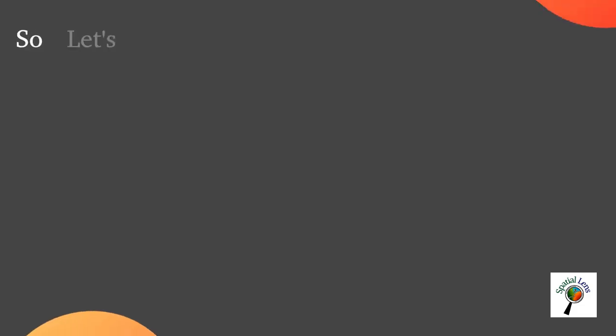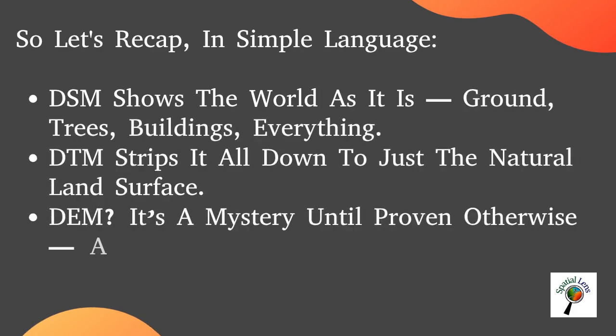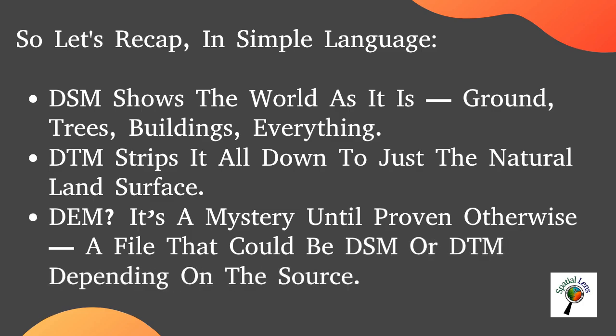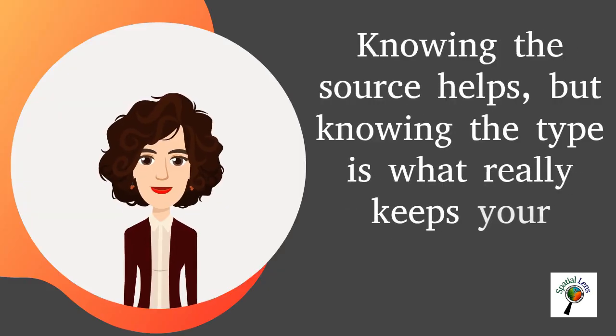So let's recap. In simple language, DSM shows the world as it is. Ground, trees, buildings, everything. DTM strips it all down to just the natural land surface. DEM, it's a mystery until proven otherwise. A file that could be DSM or DTM depending on the source. Knowing the source helps, but knowing the type is what really keeps your analysis accurate.